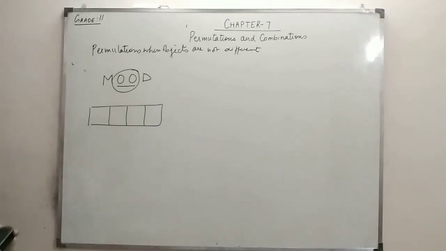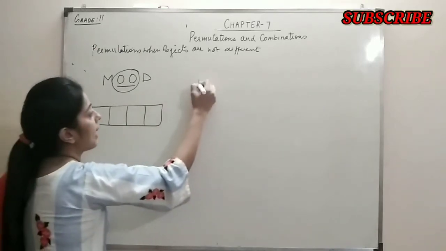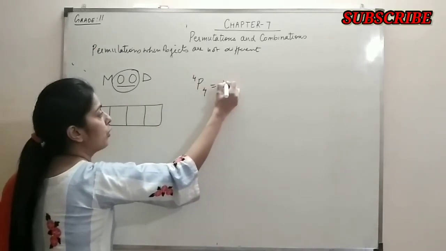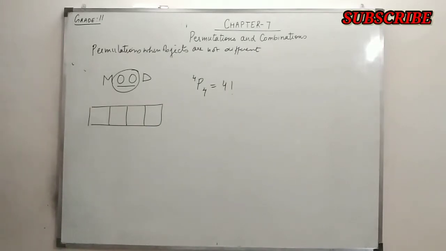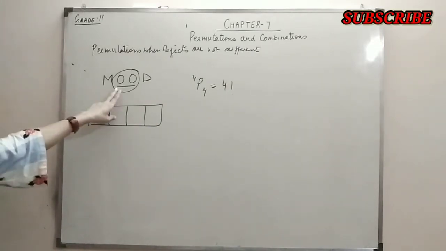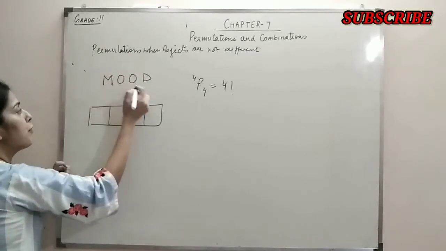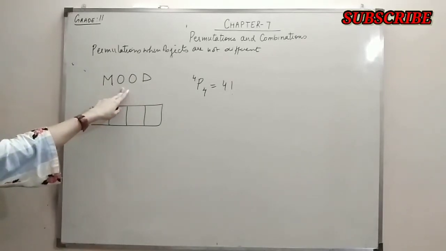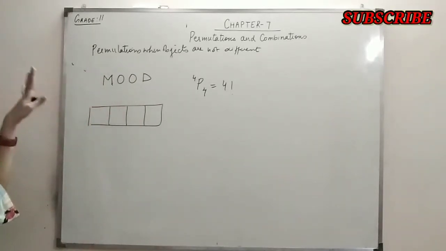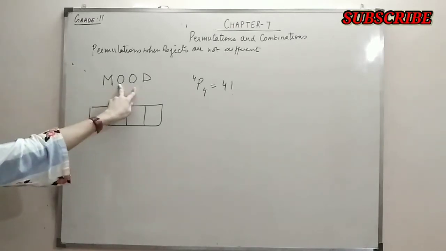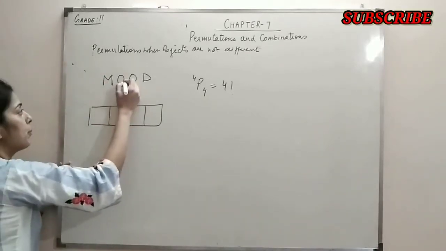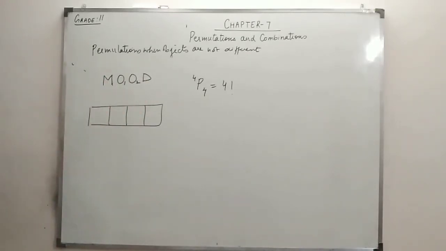First of all, we know that if we take all 4 letters at a time, they can be arranged in permutation 4-4, that is 4 factorial ways. This we know. But suppose this OO, these are not different objects. We have to do the permutation when all the objects are not different. Here two objects are the same. So let's make them different objects. Suppose, just for a minute, consider this O1 and O2.